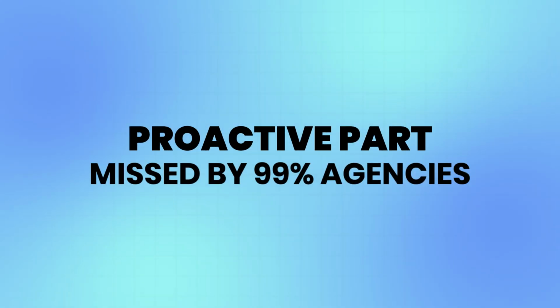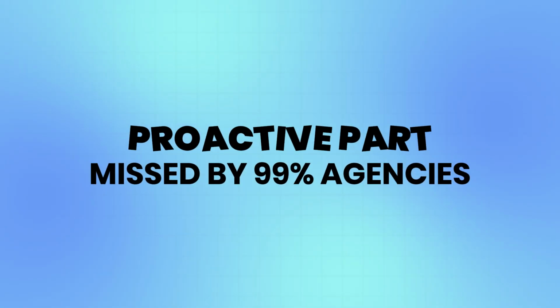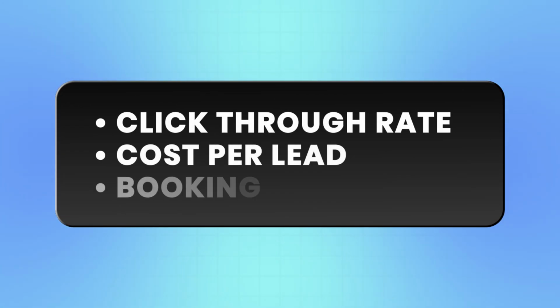Now, here's the proactive part that 99% of agencies miss. You don't just set it and forget it. You have to watch the numbers. Let's break down some of the metrics that you or your agency should be looking at and what those mean. The 3 basic ones you'll want to know: click-through rate, cost per lead, and booking percentage.